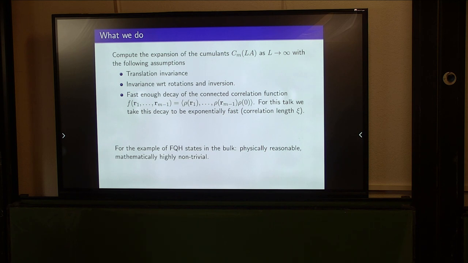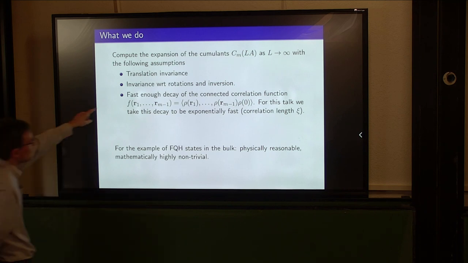And actually, we can treat all of them sort of on an equal footing. In my example, I will be in the bulk of my quantum Hall droplet, which means I can put some extra assumptions in the problem we were studying. For example, it's well accepted that in the droplet there is translation invariance. There is supposed to be in the bulk also rotation invariance, inversion, and stuff like this. And it's also well accepted that the correlation functions decay very fast.